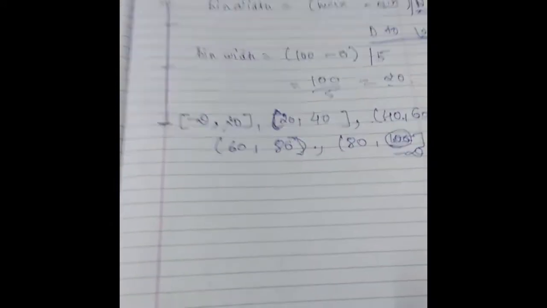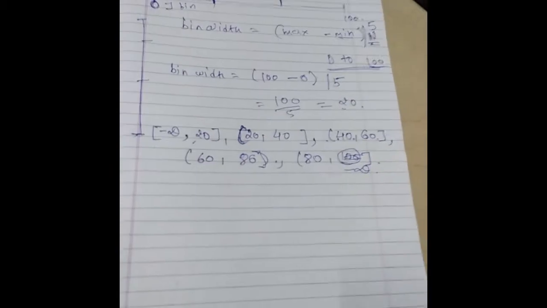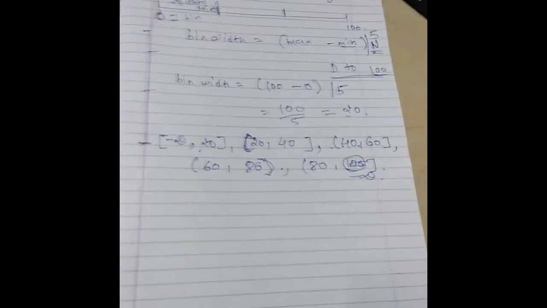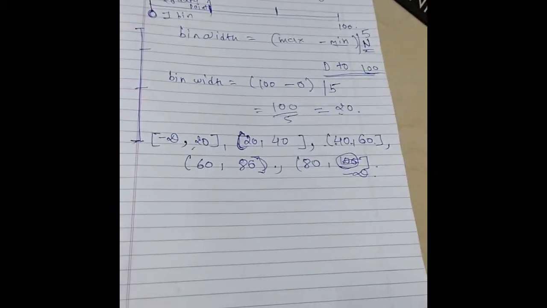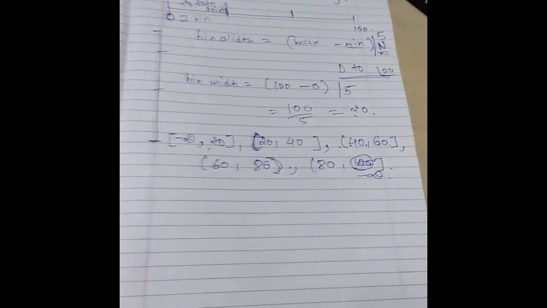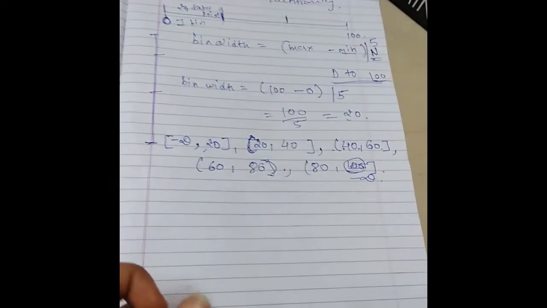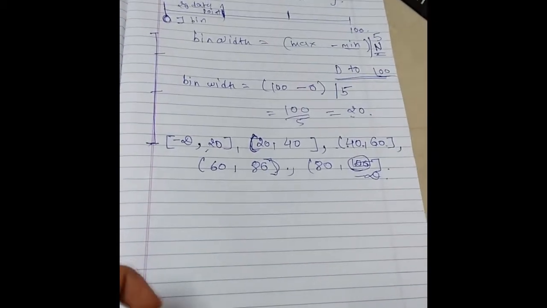Yes, so this is a common rule: if you are using equal width partitioning, then in the first bin the first value is infinity, and in the last bin the last value is infinity. So this is how we can divide our data points into equal bins, equal width bins.